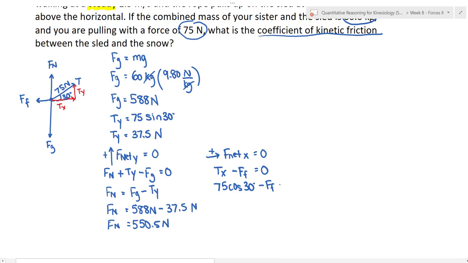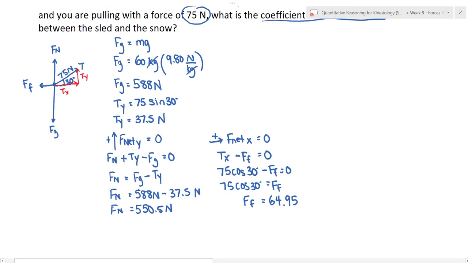minus Ff equals 0. I can move my Ff to the other side of the equation, so I get 75 cos 30 degrees equals Ff. So Ff, I'm just switching the two sides now. Ff is equal to 75 cos 30 degrees, and I get 64.95. So now I know my force of friction as well. Perfect. But the question's not asking for force of friction, it's asking for the coefficient of friction.